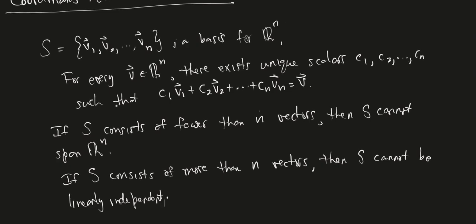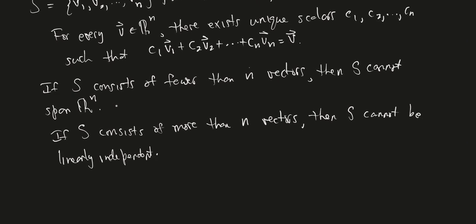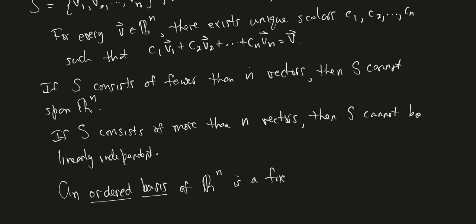So first, let's do a couple of definitions, and then we'll end with some examples. An ordered basis. So now we're adding the adjective ordered there. An ordered basis of Rn is a fixed sequence. In other words, the order in which the vectors are written in our basis is fixed.